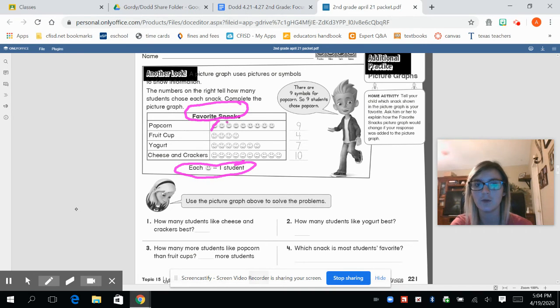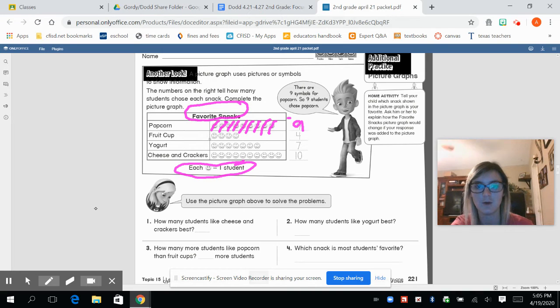1, 2, 3, 4, 5, 6, 7, 8, 9. So 9 students voted that their favorite snack was popcorn. Let's go to the next one.